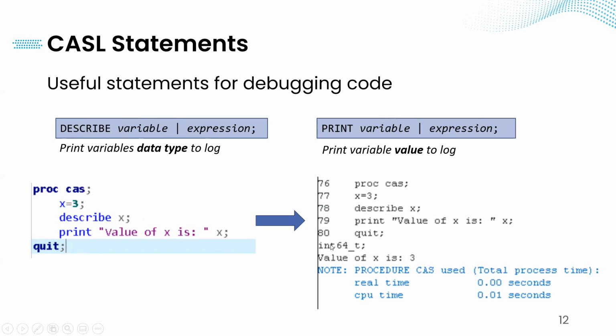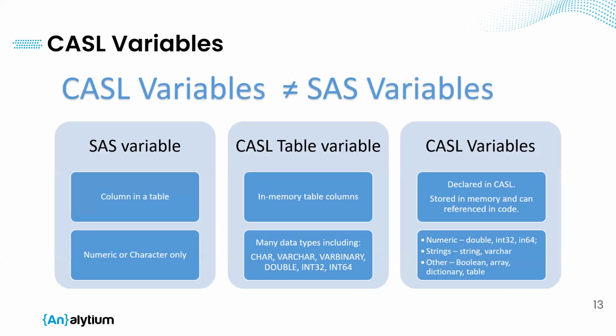Notice the data type is not what you might be familiar with in SAS. It's an int64. We don't normally see that sort of stuff in SAS. We normally have either character or numeric. So we've got something different going on here. Looking at that in a bit more detail, CASL variables are not the same as SAS variables. A SAS variable is essentially a column in a table, and it's numeric or character only.